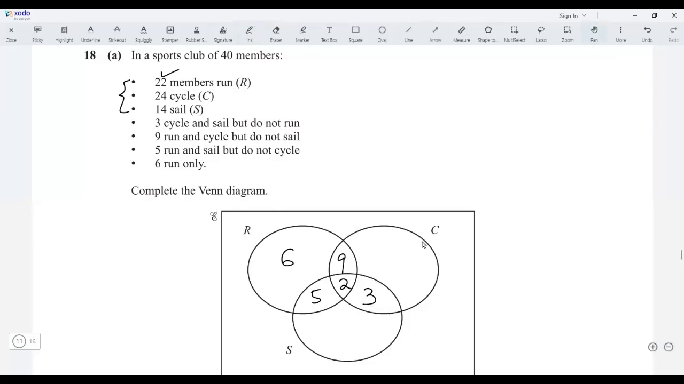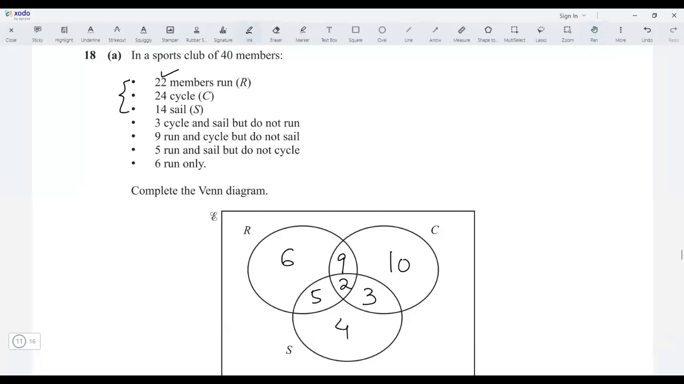So similarly, we have to calculate for cycling. 9 plus 2 is 11, plus 3 is 14, but here we can see cycling is 24. So subtract 14 from 24, we get 10. Let's write down 10 here. Similarly for sailing, 5 plus 2 is 7, plus 3 is 10, but overall there are 14. So I have to add 4 here to make it 14.